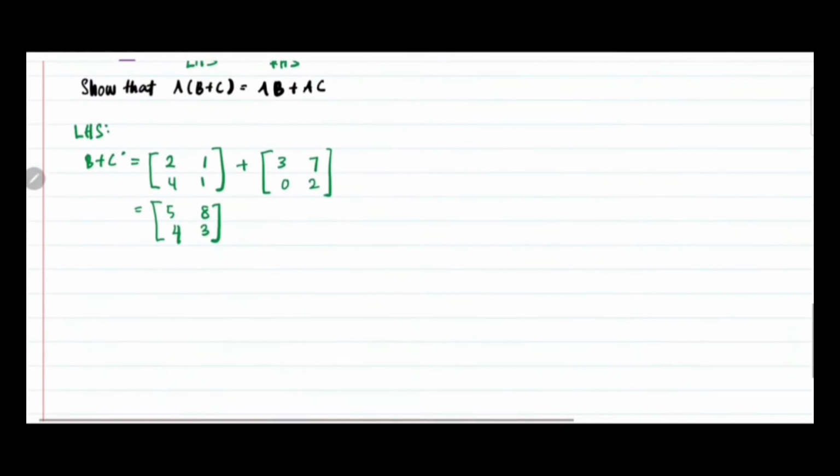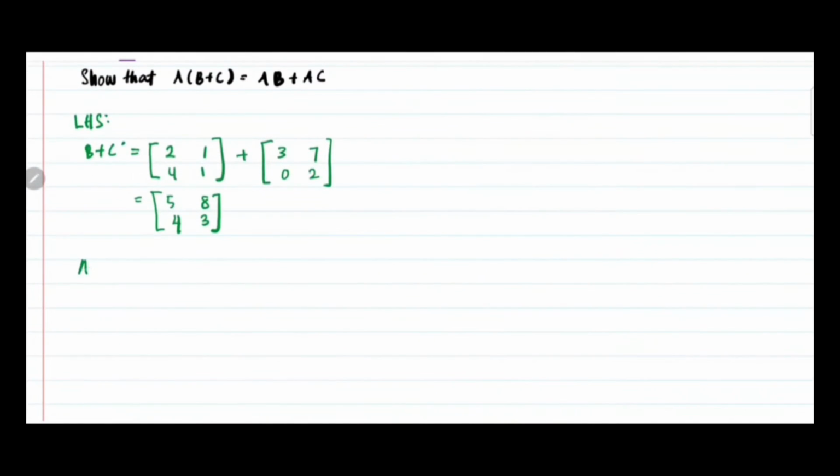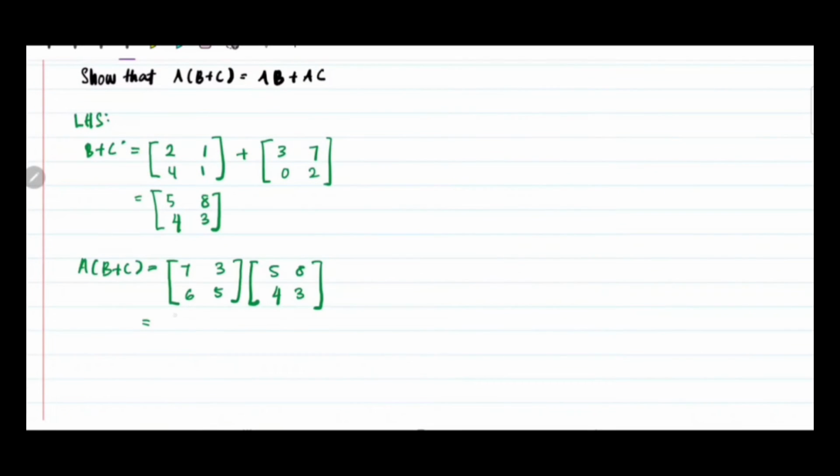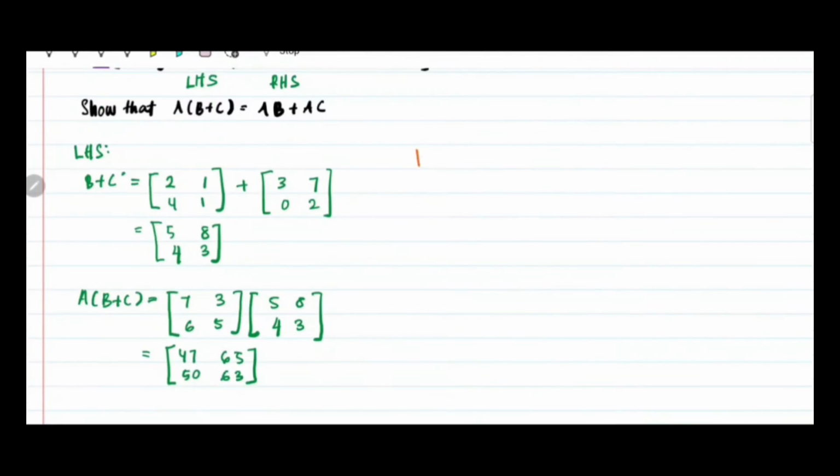And then we multiply the B plus C matrix with the matrix A and we will get the answer for the A(B plus C) matrix. For the right hand side, which is AB plus AC, we must find the AB matrix first and we will get the answer 26, 10, 32 and 11.